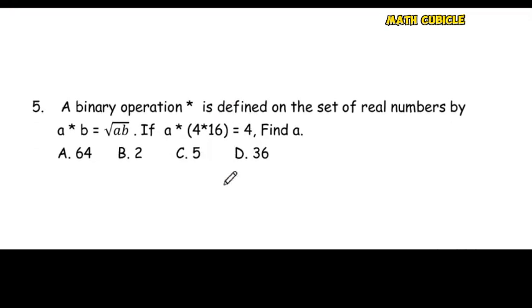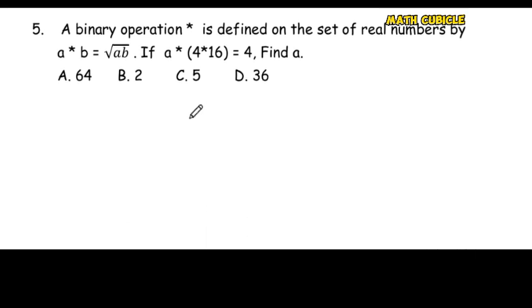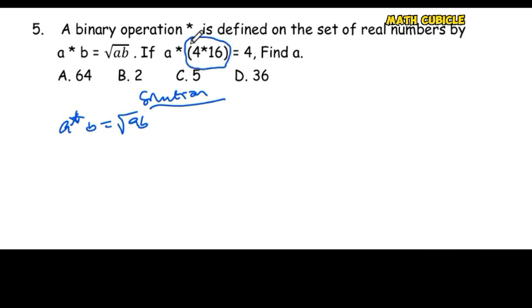And for the last question here, a binary operation star is defined on the set of real numbers by A operation B is equal to root AB. If A operation 4 operation 16 is equal to 4, find A. This is a very simple question. A operation B is root AB. Then the first thing we do is to solve what's in brackets first. Let's get the value of this.